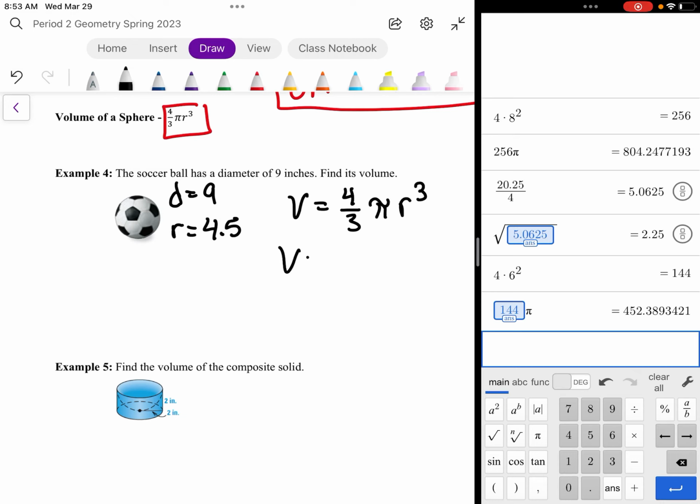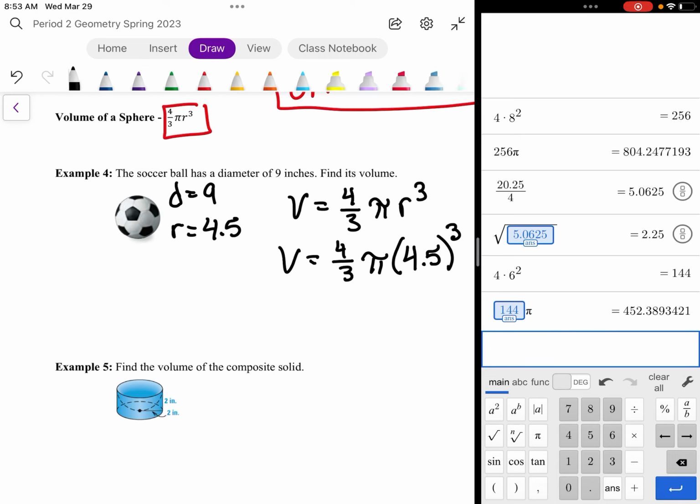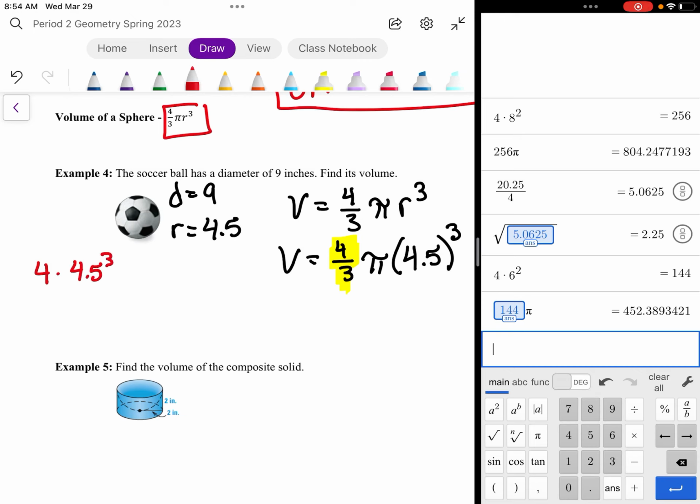Volume is 4/3 pi r cubed. So we are going to just replace the r with our radius of 4.5. Now, a lot of you are wondering how to type this 4/3 into your calculator to solve this. There are a couple of different ways you can do it. One way is you can take 4 times the 4.5 cubed and then take that answer and divide it by 3. Or in parentheses, you can just type 4 divided by 3. And that's the same thing as 4/3.